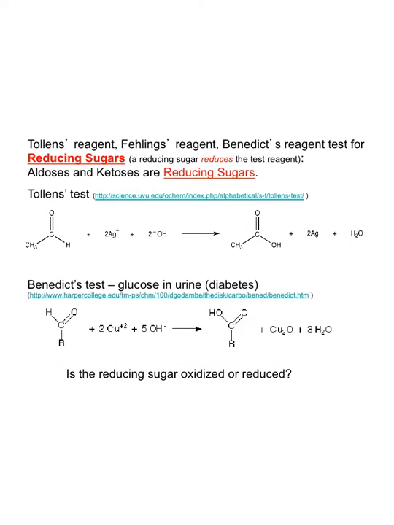You may have done tests for reducing sugars in a biology class. So the Tollens test and Benedict's test are two common tests. Is the reducing sugar oxidized or reduced? So think about that for a second.